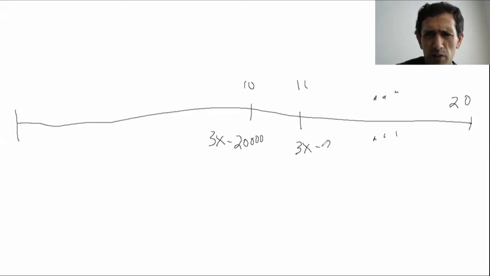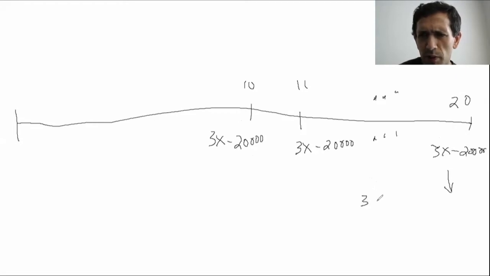3x minus 20,000. So another 0 there. And this just accumulates to 3x minus 20,000.